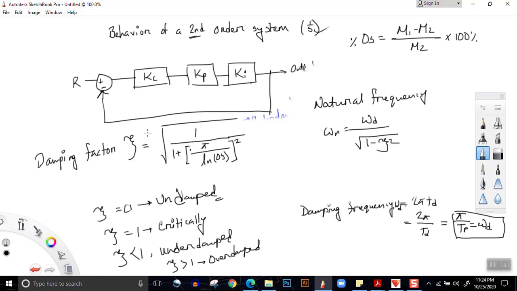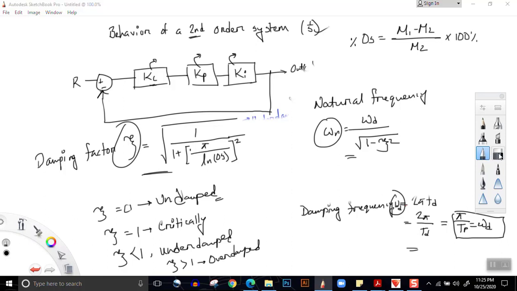Now, this is the basic definition of zeta, omega n, and omega d, which are dependent on the properties of the graph. But in our system, we do not have a graph. We have a controller with a gain Kc, a plant with a gain Kp, and an integrator with a gain Ki. So we cannot directly control how the graph will look, but we can control the shape of the graph using Kc, Kp, and Ki. There must be a way to control the damping factor zeta, the natural frequency omega n, and the damping frequency omega d using Kc, Kp, and Ki.